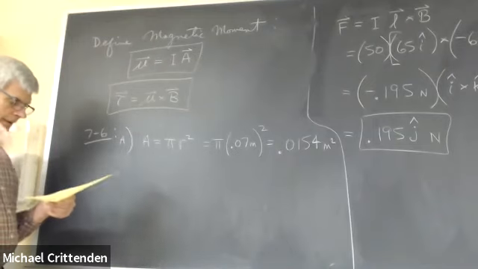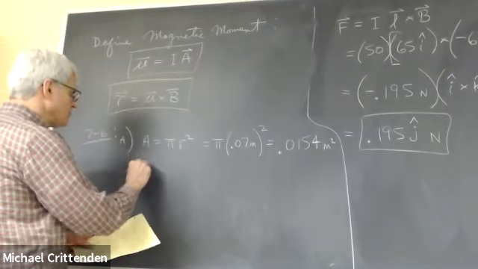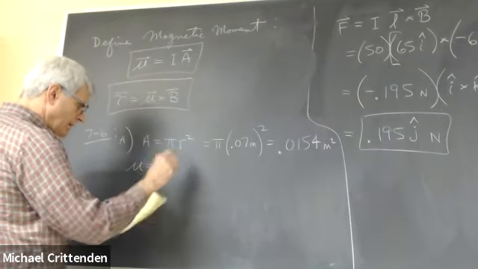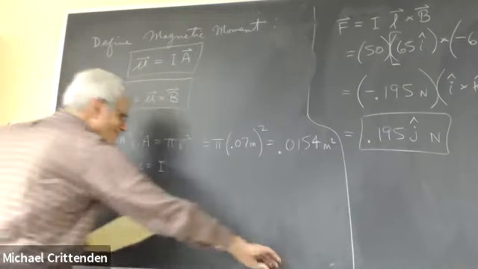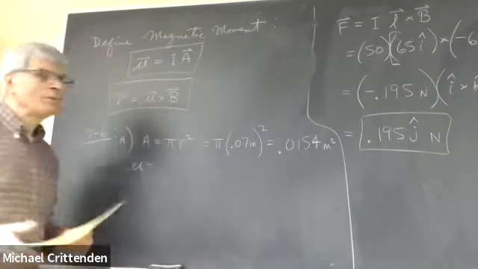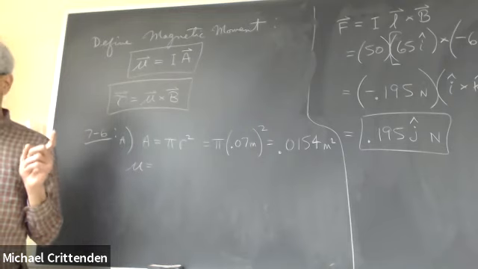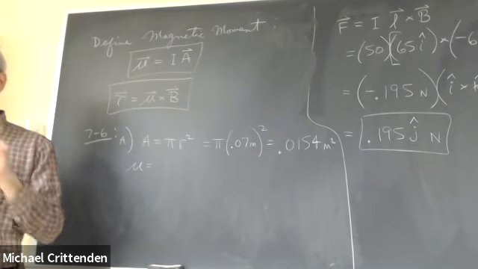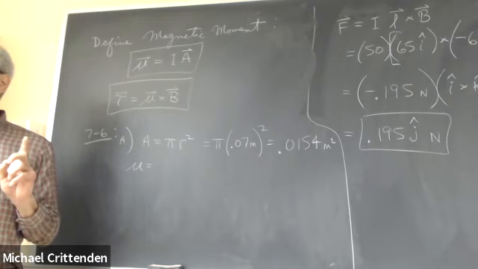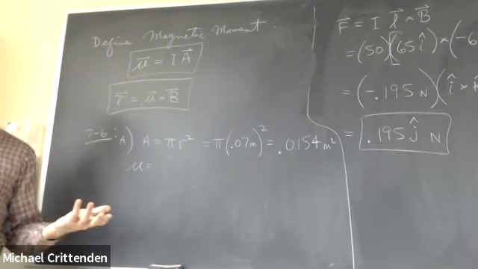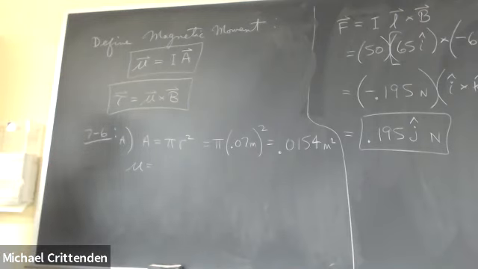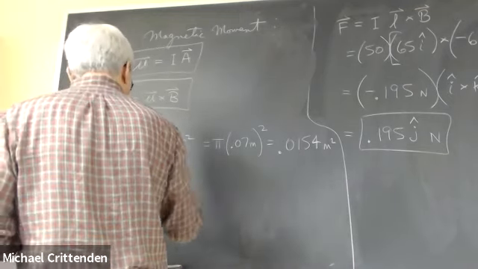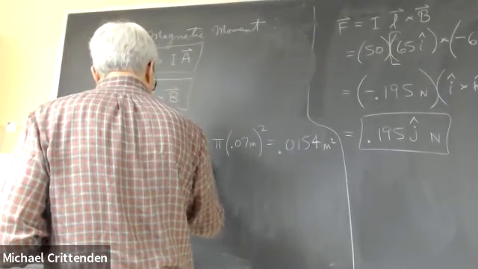If that's the area, then the magnetic moment would be that number. Well, actually, the magnetic moment of a single loop would be I times A. But if there's 300 loops, the magnetic moment would be 300 times that. You have to add up the magnetic moment of each of the 300 loops, and the total is N times IA.